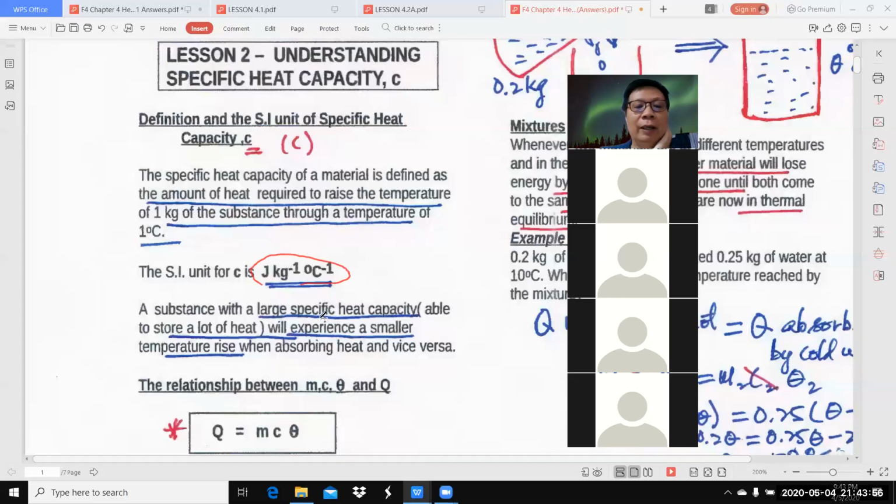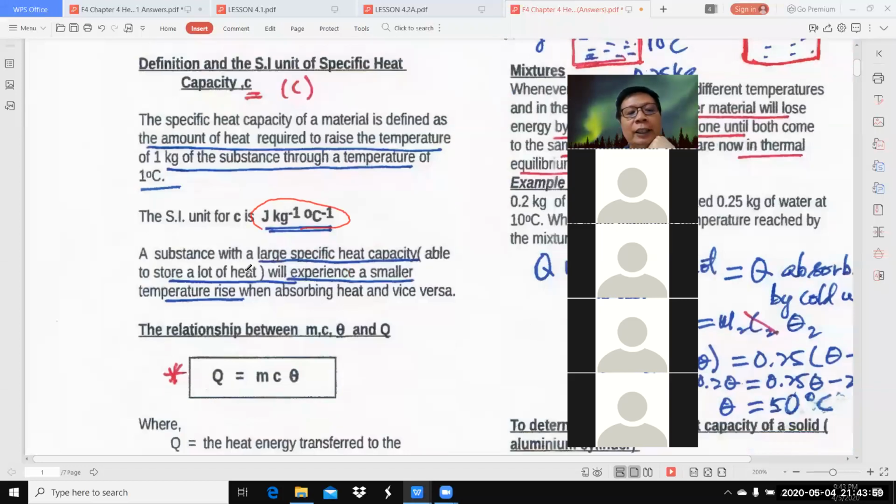The next, this is a common property you see here. A substance with a large specific heat capacity. The example I told you just now was water. Large specific heat capacity, for example water, is able to store a lot of heat and will experience a smaller temperature rise when absorbing heat. Water is difficult to heat up. You know why? Because when you keep supplying heat to the water, the temperature will go up very slowly. Because the water keeps the heat inside. The water will absorb the heat energy, keep it inside, then the temperature will only go up a little bit.